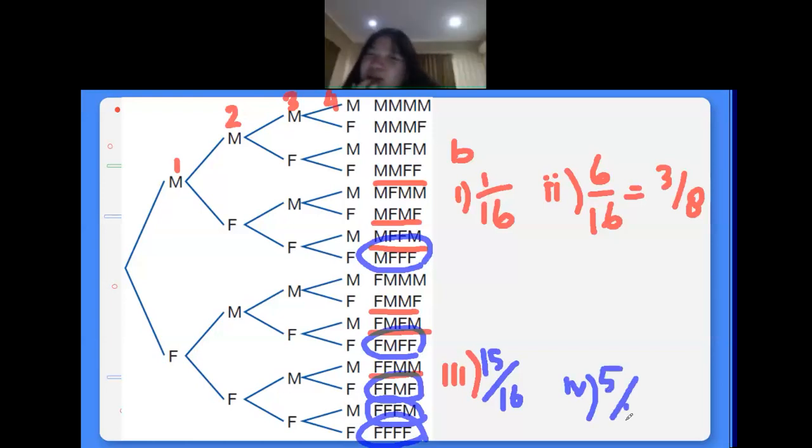Is there anyone who gets confused so far? Is there anyone? No? No one has confusion? Okay. If no one has confusion, I will move to question 3.